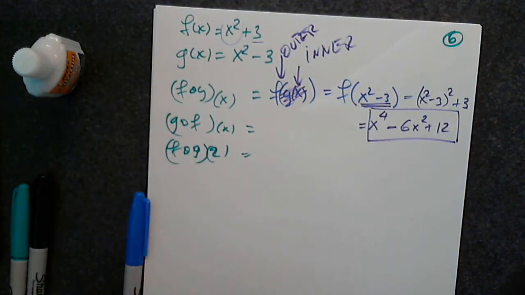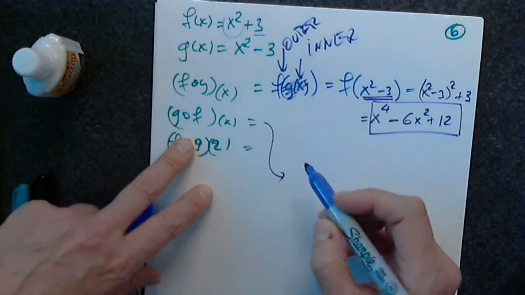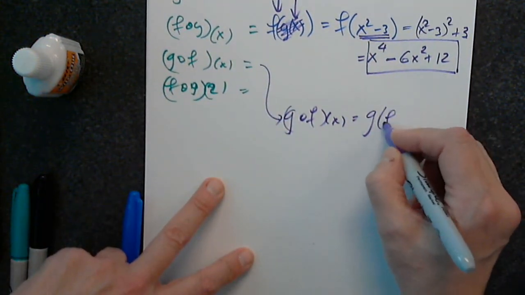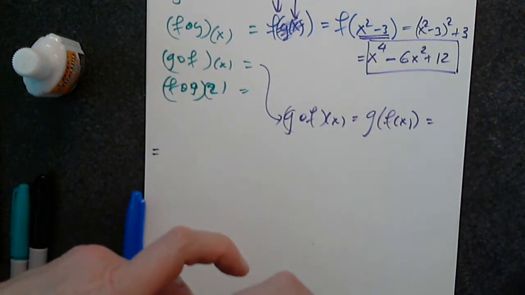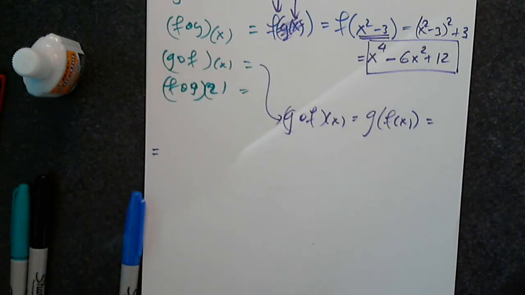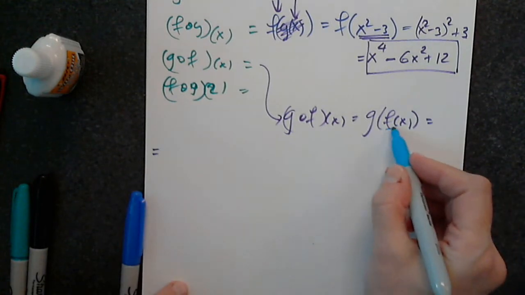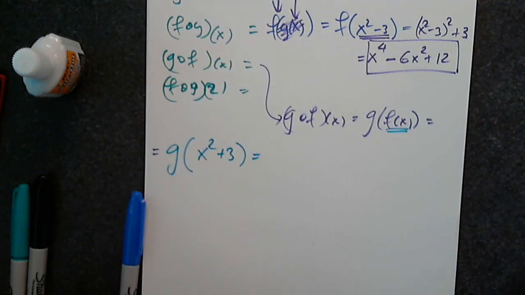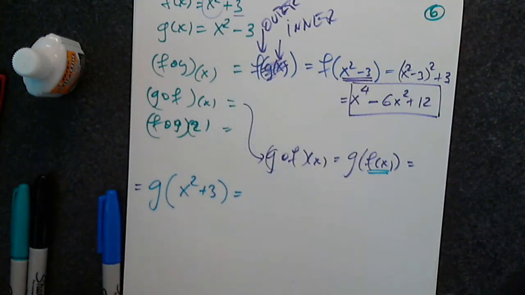Is that clear? Good. Now, what about this? G of f of x, in other words, g of f of x, right? Can anyone tell us which one is the inner function now? The one that we apply to x first. The inner function is? Indeed. F of x is the inner function. So g of x squared plus 3. And now we look at g. G says whatever squared minus 3. So what do I write?